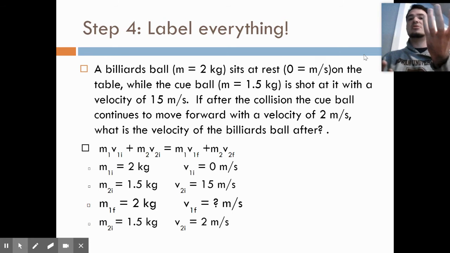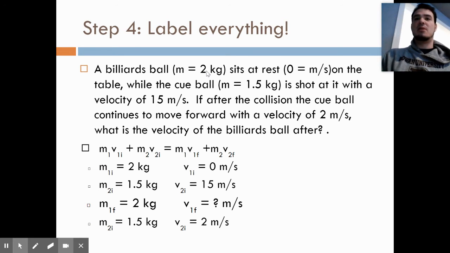One, we've already established the equation, so you're just plugging in each step of the way what we've already identified. We've already talked about it. The billiard ball is what we call object 1. The cue ball is object 2. So M1 is the billiard ball. It's 2. Boom. Check. Got that one down.